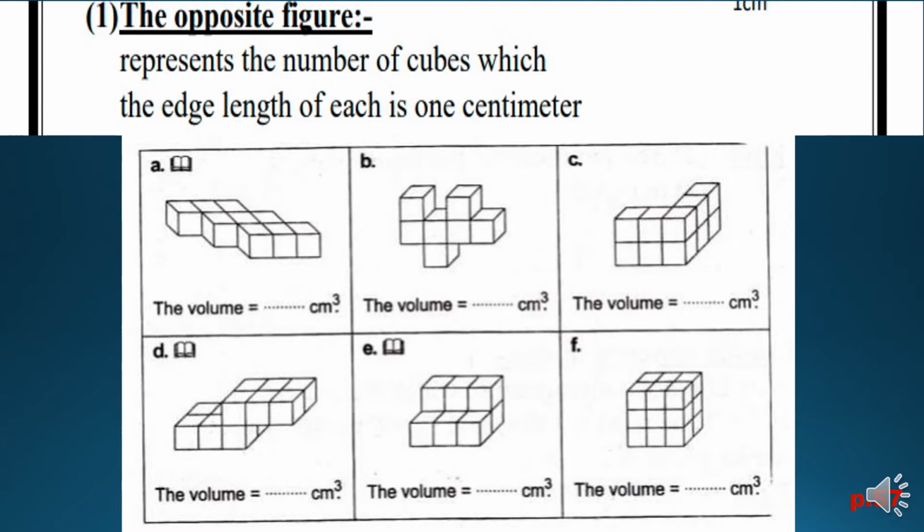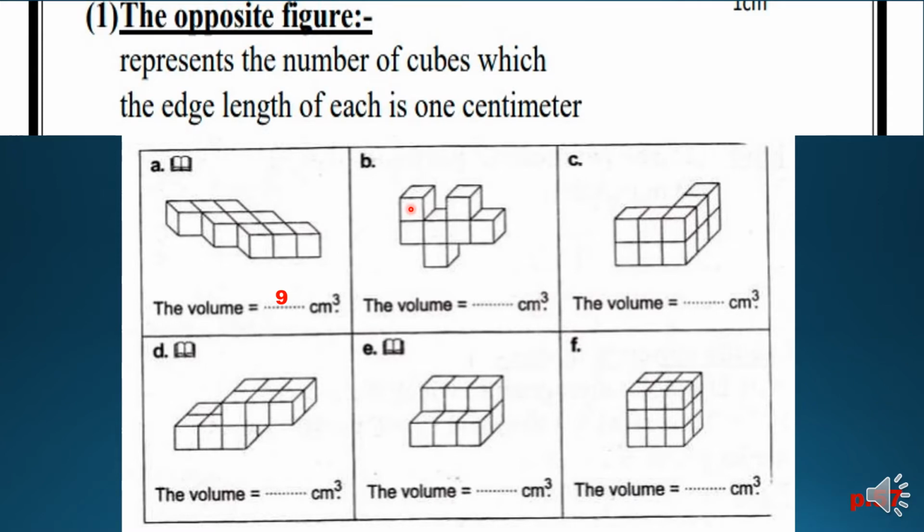In the opposite figure, we represent the number of cubes, each of which has an edge length of 1 centimeter. So I will count how many cubes I have in each figure. Let's count together. I have here 1, 2, 3, 4, 5, 6, 7, 8, 9. So the volume here is 9 centimeter cube.